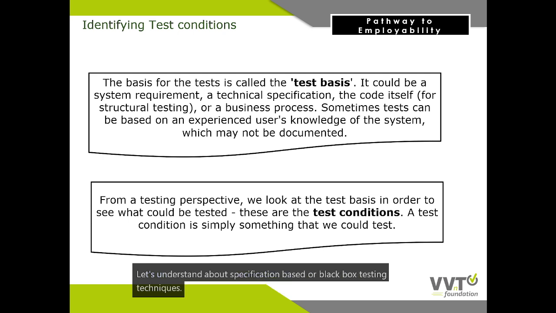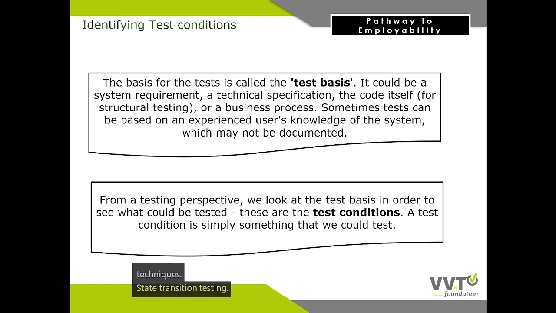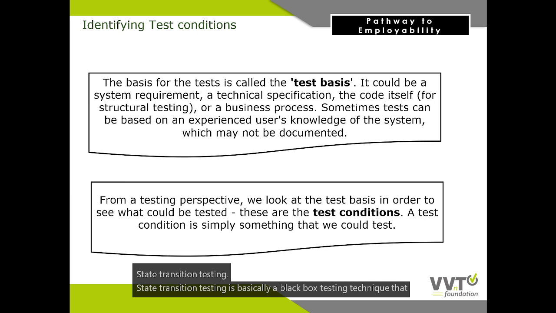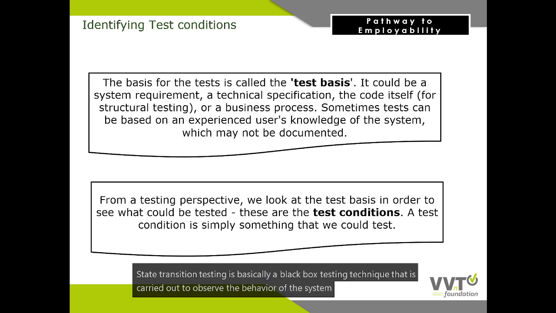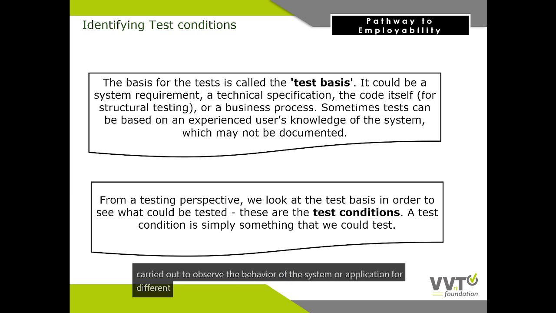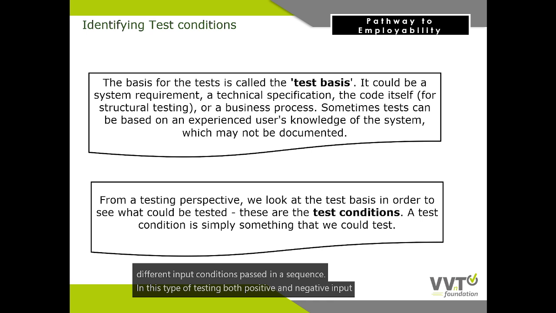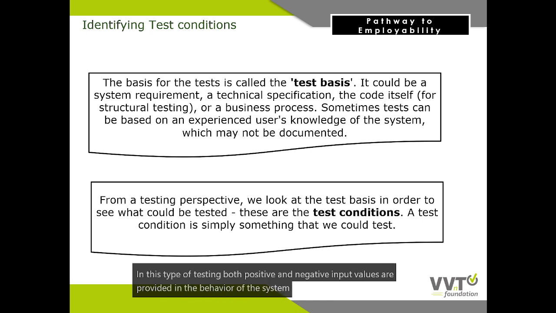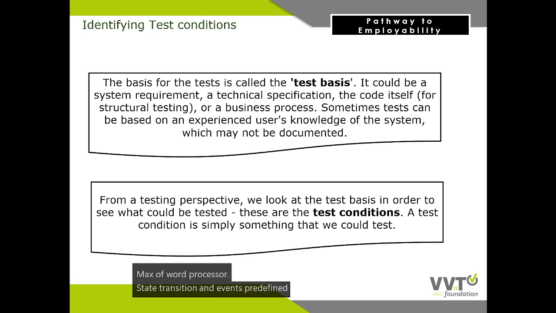State transition testing. State transition testing is basically a black box testing technique that is carried out to observe the behavior of the system or application for different input conditions passed in a sequence. In this type of testing, both positive and negative input values are provided and the behavior of the system is observed. Example: a word processor. State, transition, and events predefined by rules of the machine.